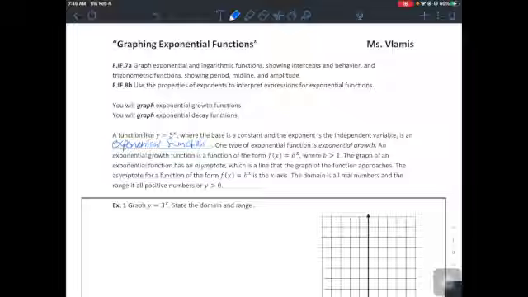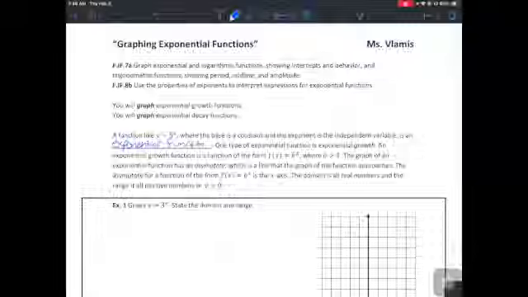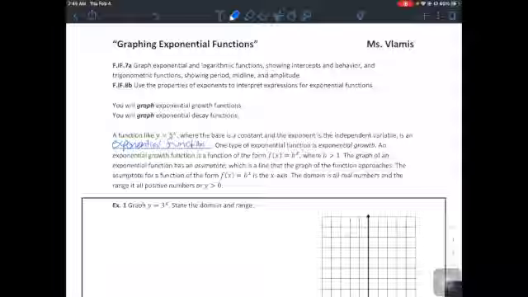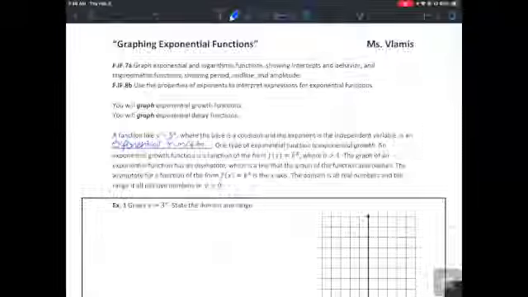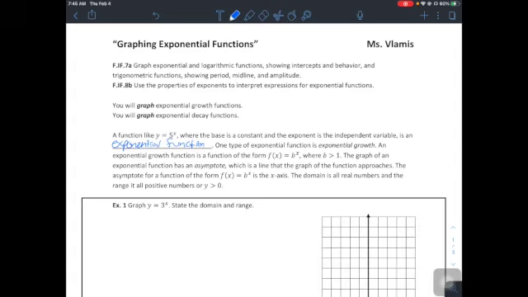The graph of an exponential function has an asymptote, which is a line that the graph of the function approaches but can't cross. So it's like a boundary. The asymptote for a function of the form f of x equals b to the x power is the x-axis, because if I raise a number bigger than 1 to any power, no matter if it's positive or negative, it'll never be a negative number. And this is all if we're not adding or subtracting outside of that b to the x power. That would move everything up or down.